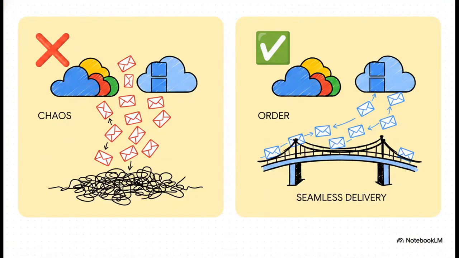And this, right here, really visualizes what's at stake. On the left, total chaos. And we're not just talking about a few lost emails. This is broken workflows, missed deadlines, and seriously frustrated users. But on the right, that's what we want, total order. Seamless, reliable delivery, no matter which direction the email is going. That's our goal, and the bridge is exactly how we get there.